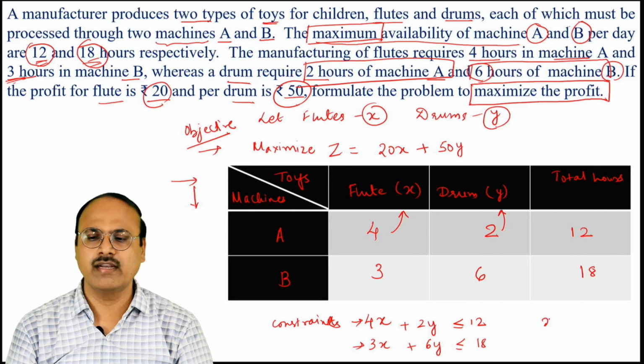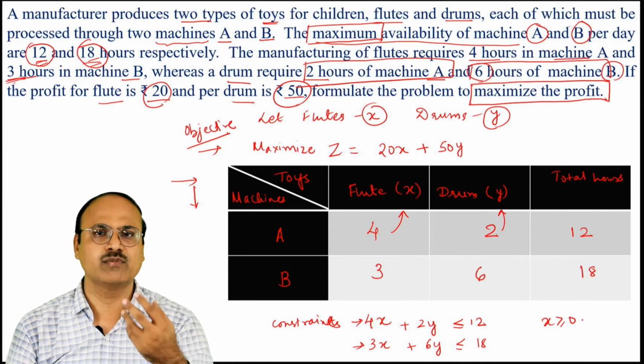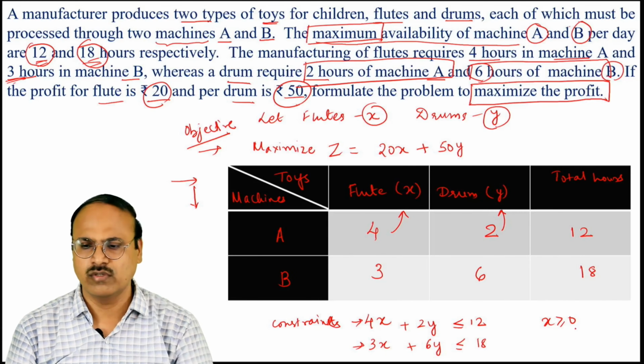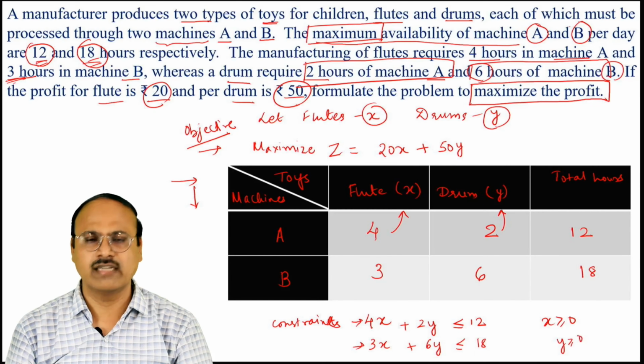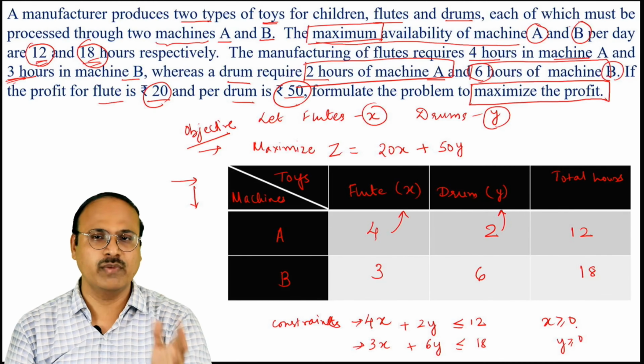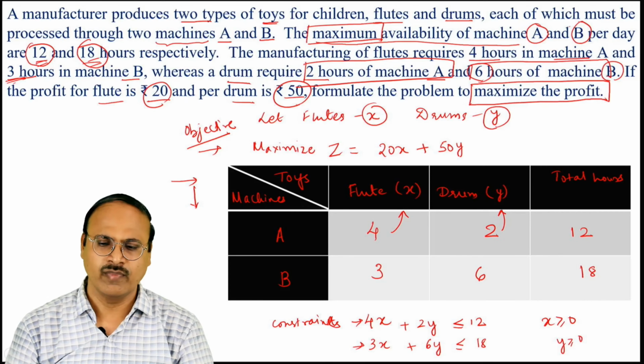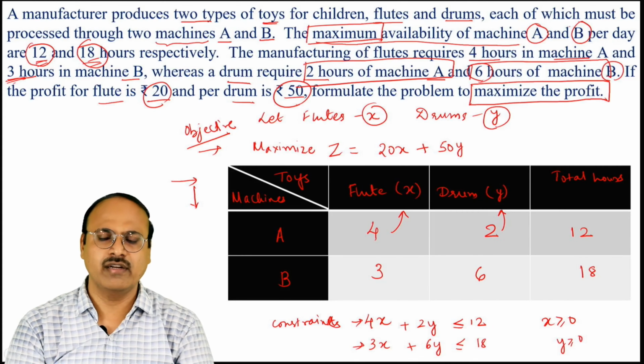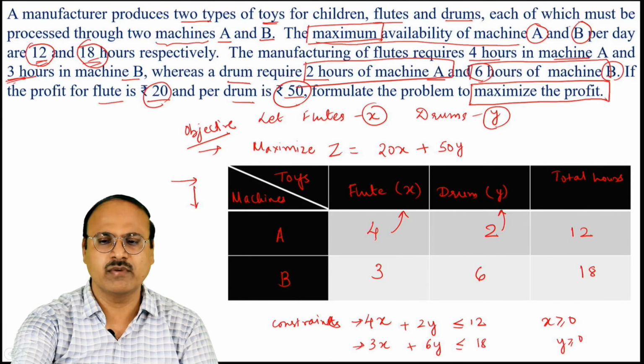And the third is the non-negativity condition. Of course we have to produce at least nothing, 0 flutes and 0 drums. That is the minimum, but of course nothing can be negative. Let us see what we have written in the table. Let us put it in the equation format now.